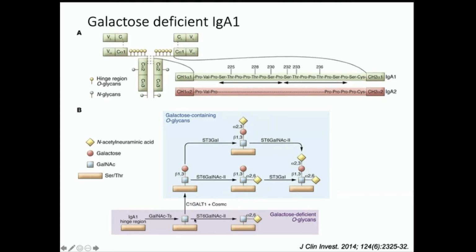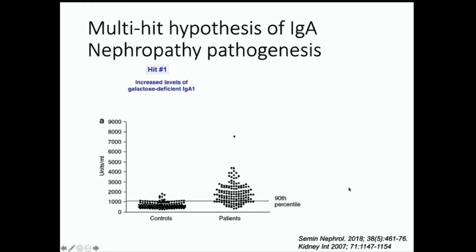For patients with IgA nephropathy, their IgA1 is galactose-deficient IgA1. So our current understanding is that galactose-deficient IgA1 plays an important role in the pathogenesis of IgA nephropathy. The multi-hit hypothesis of IgA1 is the most widely accepted pathogenesis nowadays. The findings are that serum galactose-deficient IgA1 is elevated in patients with IgA nephropathy in comparison to controls.